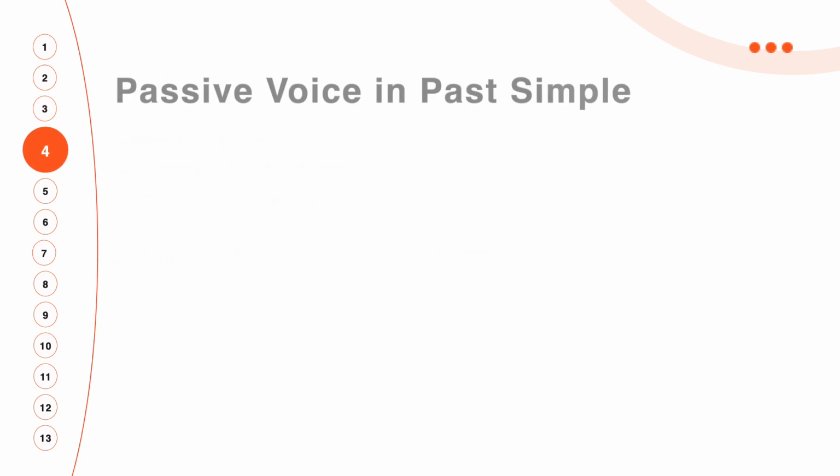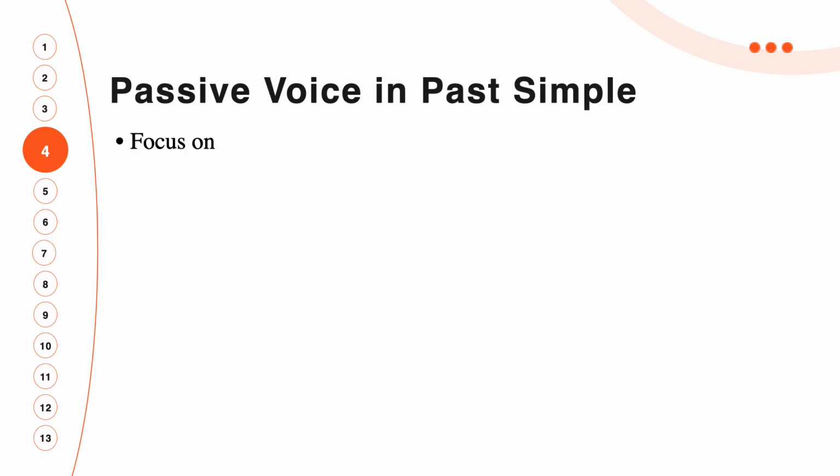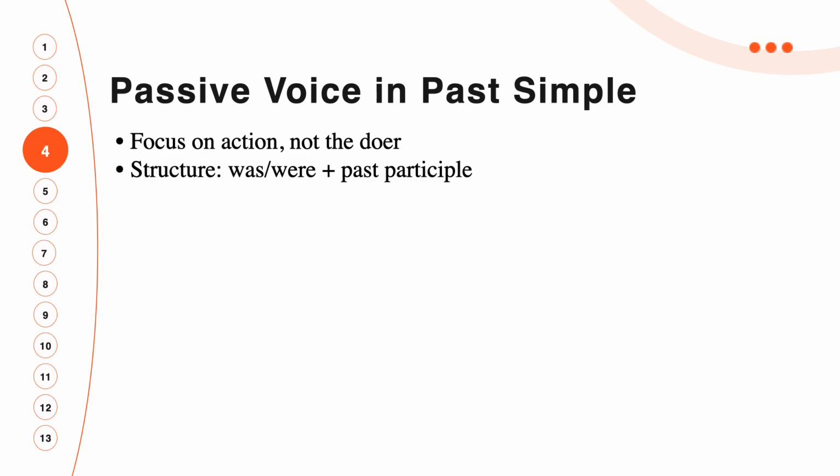So let's move on to passive voice in past simple. So focus on the action, not the doer. Structure: was or were plus past participle. And example: the cake was baked yesterday.